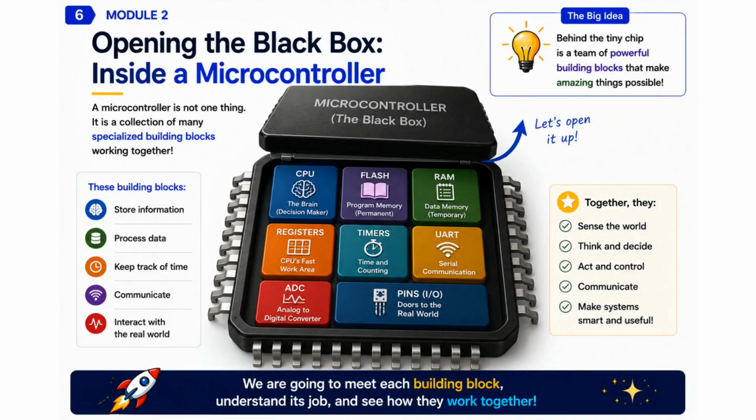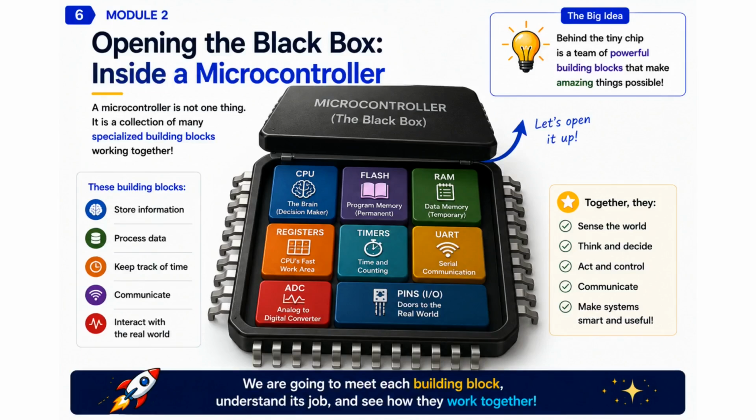At first, a microcontroller looks like a single mysterious device. But once we look inside, we discover something very important. A microcontroller is not one thing. It is actually a collection of many specialized building blocks, all working together as a team. Each block has its own job.